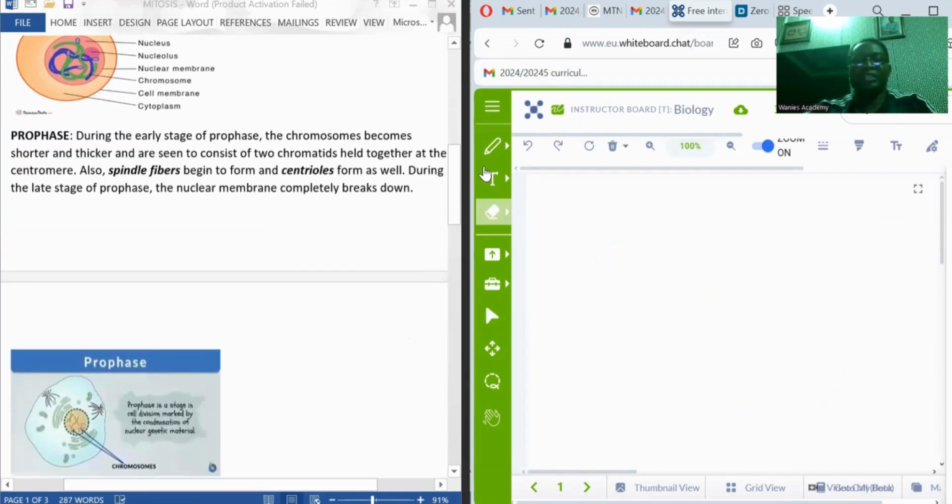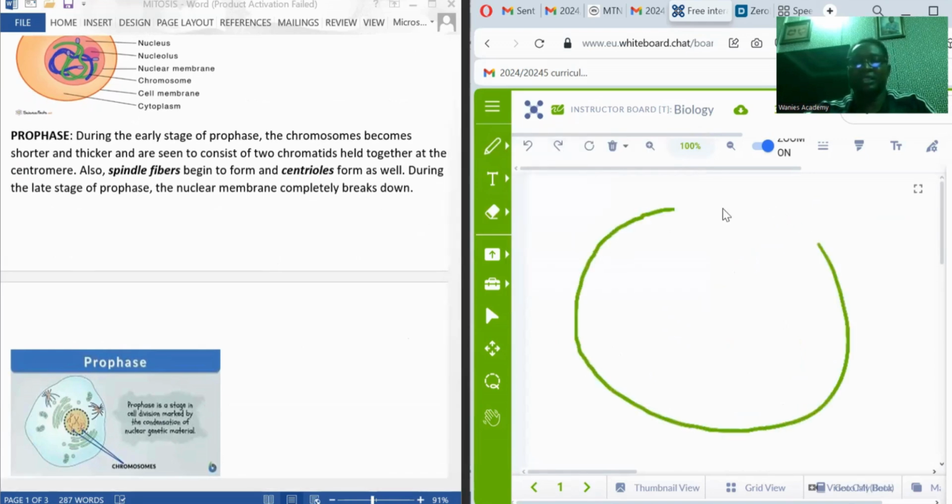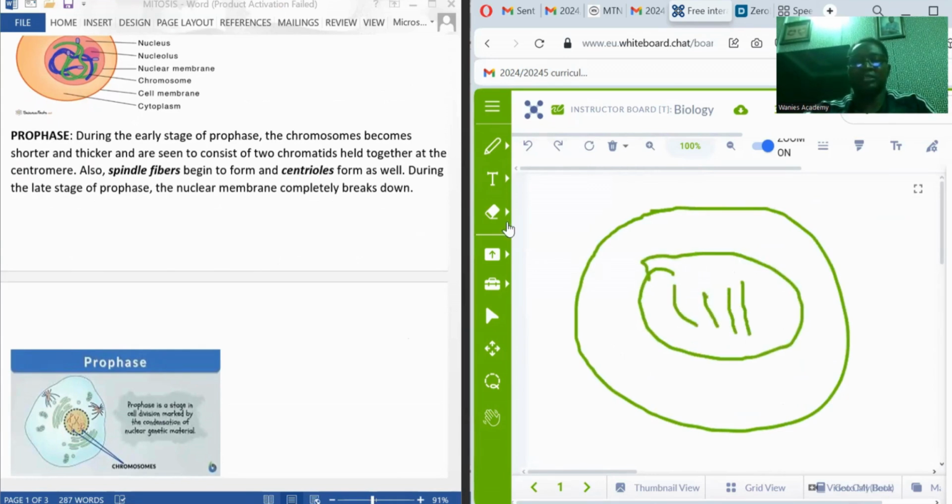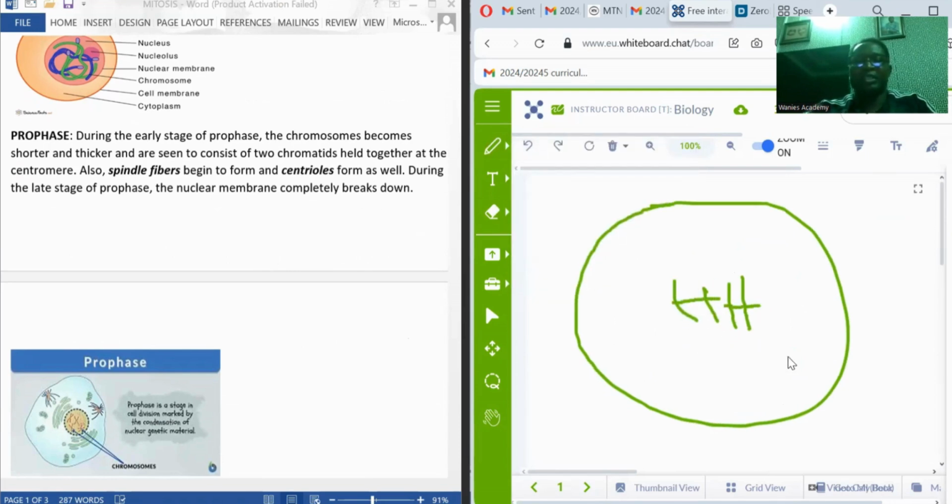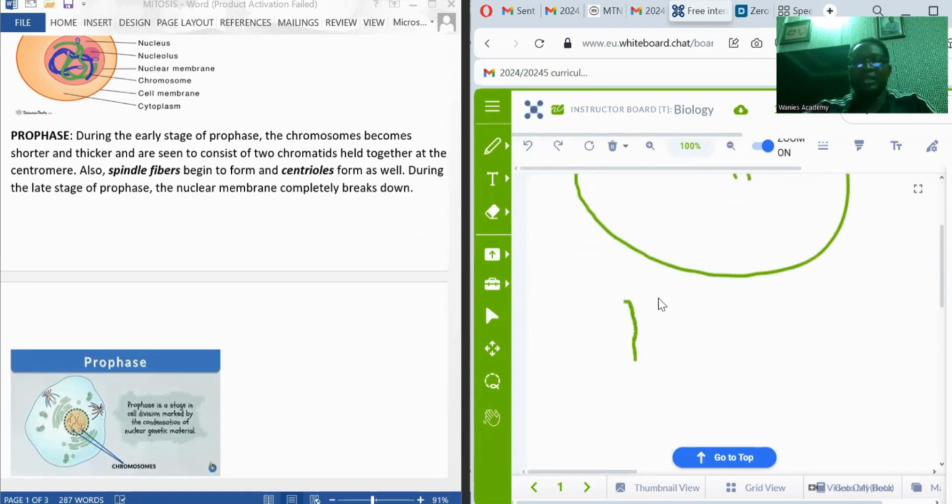During the prophase, the nuclear membrane that was initiated during the interphase disappears. As seen in the illustration, the nuclear membrane disappears, leaving a visible chromosome in pair. The chromosome is a cell organelle that carries genetic material.